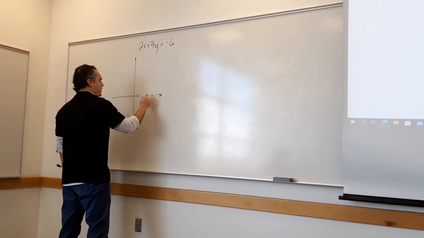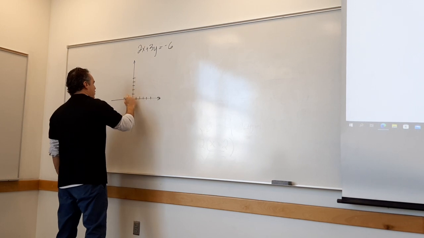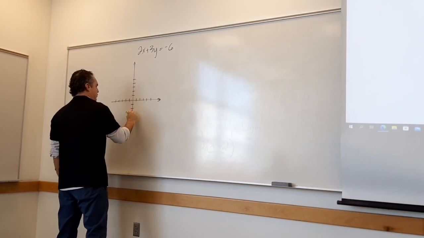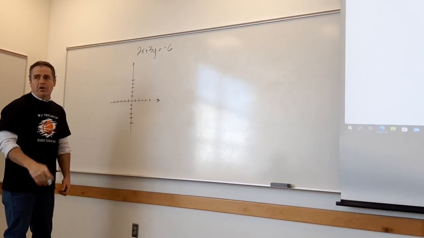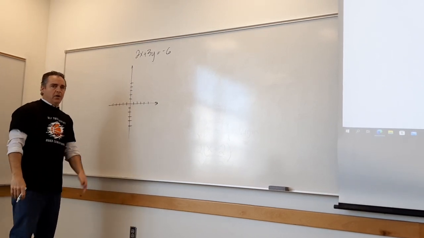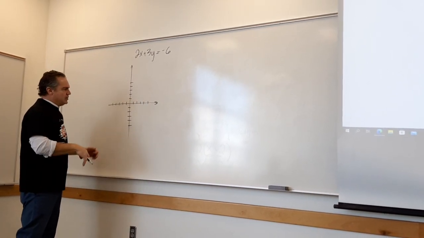1, 2, 3, 4, 5. Now most of you have lined paper, so you've already got the horizontal lines. So you can just put a vertical on there, and you can draw your axes.